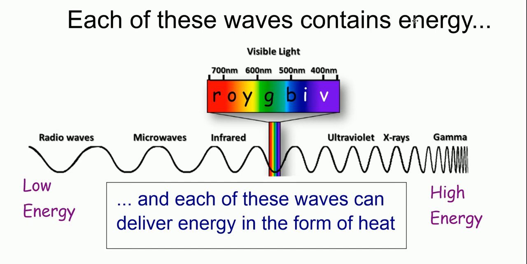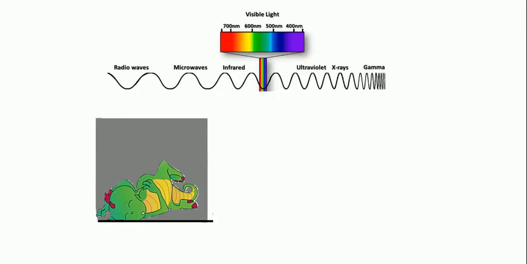Each of these waves contains energy, and each of these waves can deliver energy in the form of heat. So what's going to happen is cool objects are going to be struck by one of these waves, and they're going to gain energy via heat, and they're going to warm up. Not exactly difficult, is it?